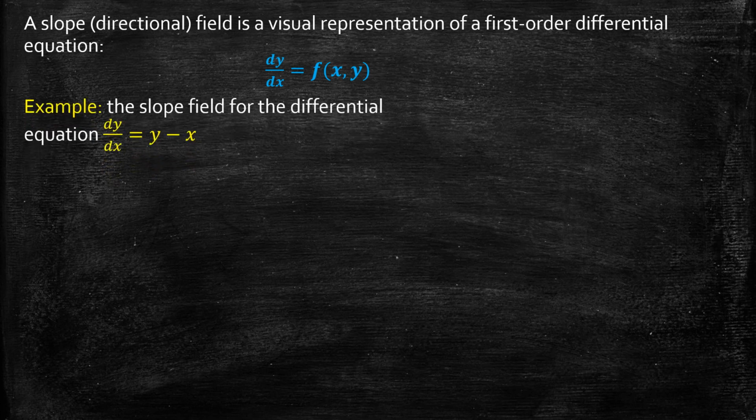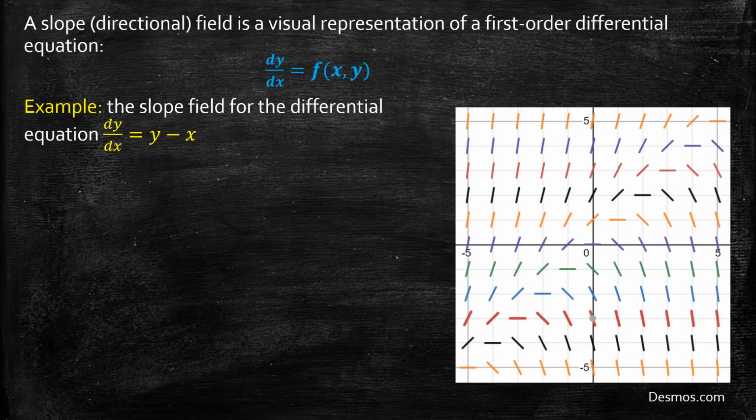So here's a slope field for the differential equation dy/dx equals y minus x. And this is a magnificent graph that's produced by Desmos slope field generator. Before we get into understanding how this is helpful, let's look at how it's created first. It is a graph of all the values of dy/dx for every point on the coordinate graph. So let's take a look.